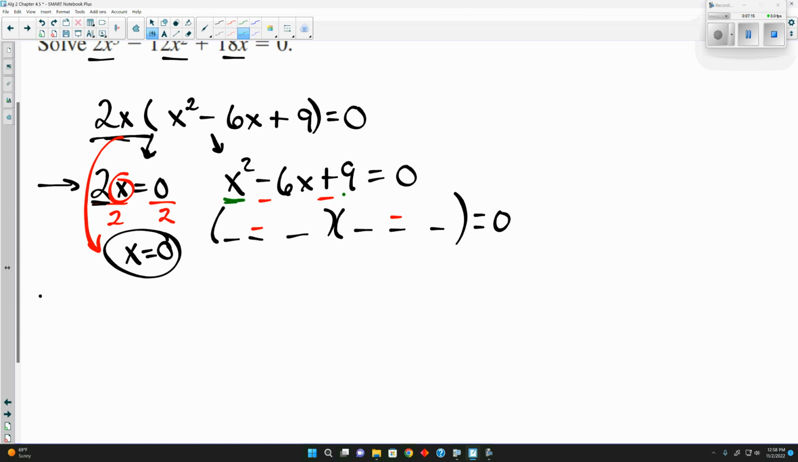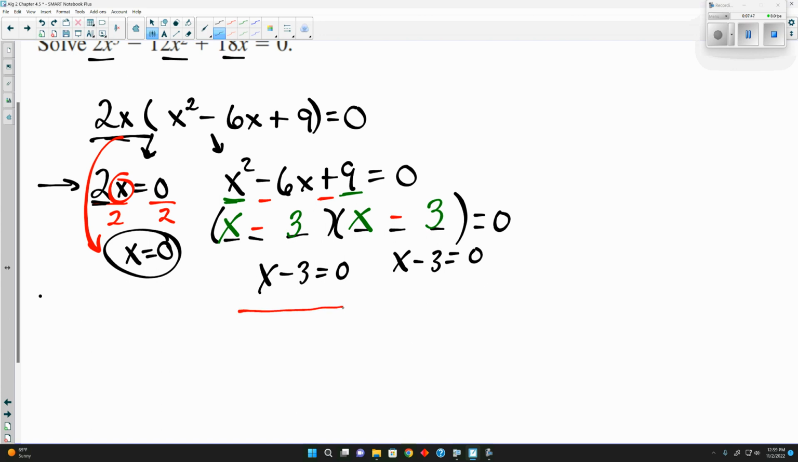Now we look at the factors of the first and third term. Well, the factors of x squared are x and x. Factors of 9 that we want are 3 and 3. And if we check this here, we would get a middle term of 6x. Well, again, we have two things multiplied together to equal 0, so one of them must be 0. So we can say x minus 3 is 0, and x minus 3 is 0.